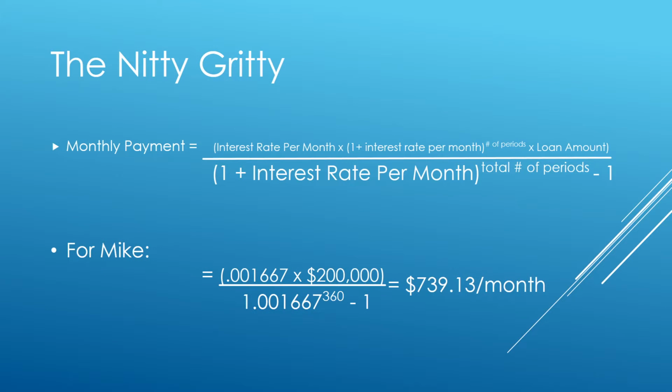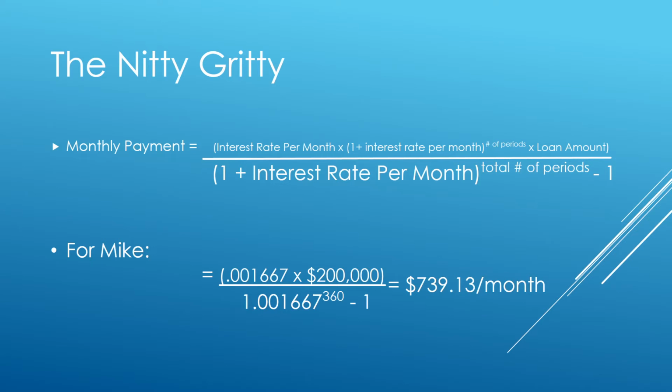The second step of calculating a monthly payment is the most labor-intensive. However, it is still largely straightforward. First, we take the monthly interest rate of 0.001667 and multiply it by 1 plus this amount, raised to the total number of periods in the loan, which in this case is 12 times 30 because it is a 30-year loan, giving us a total of 360 periods.